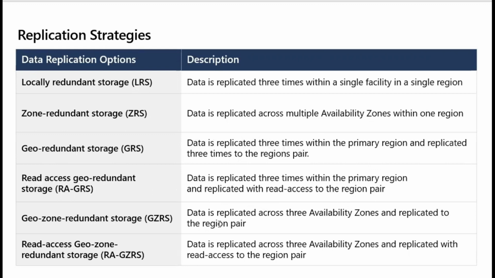Geo-zone redundant storage: data is replicated across 3 availability zones and replicated to the region pair. Read access geo-zone redundant storage: data is replicated across 3 availability zones and replicated with read access to the region pair. So we have different replication options.